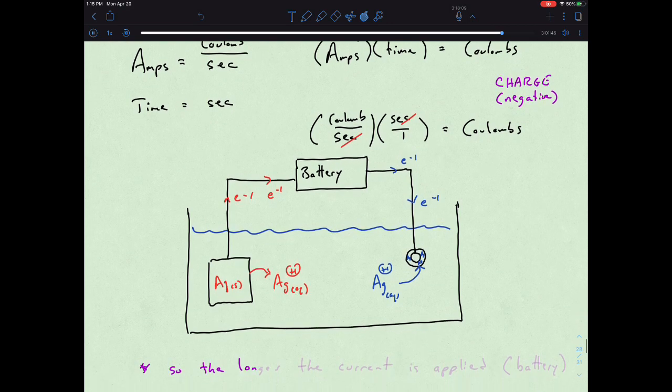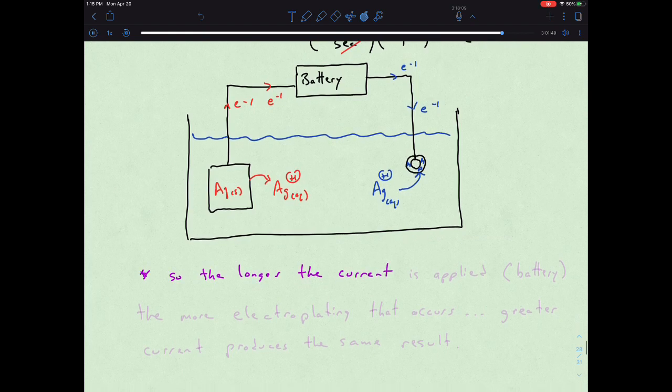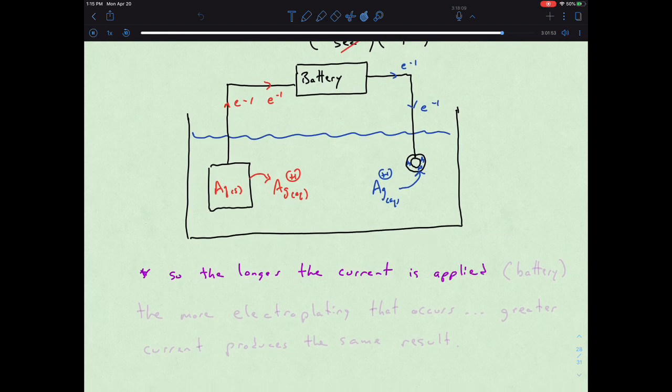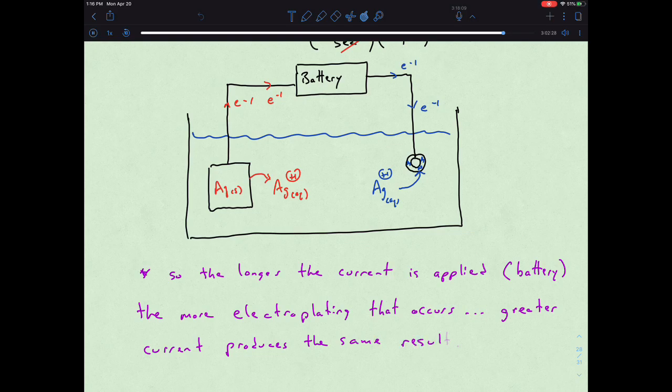So the longer the current is applied, and we're getting that from our battery, the more electroplating that occurs. Also, greater current produces the same result of more electroplating. So that's the idea of electroplating, how we can basically cover a material with another material. In this case, coating maybe an iron ring with silver.